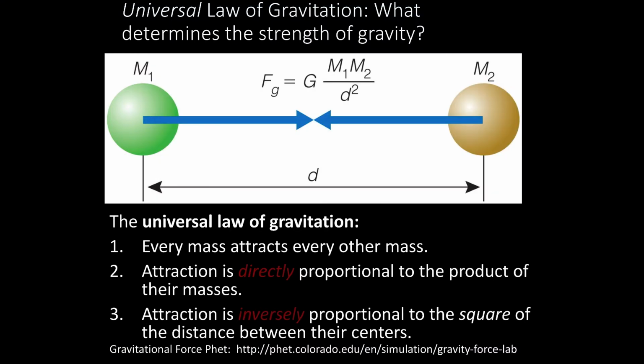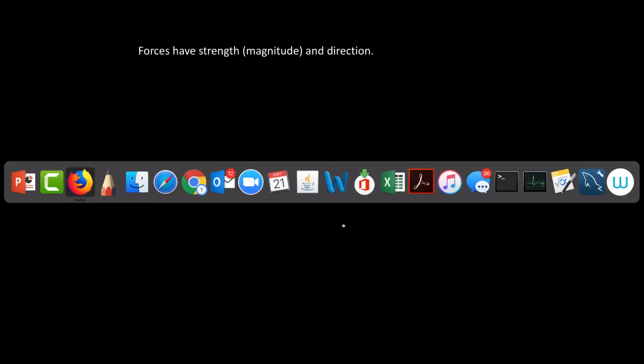All right, so let's remember that forces have strength, which we call magnitude. So how strong is the force? How hard are you pushing or pulling? And direction. And if we want to get the net force, we have to add and subtract those arrows, those vectors. So let's take a look at a simulation about how to do that.